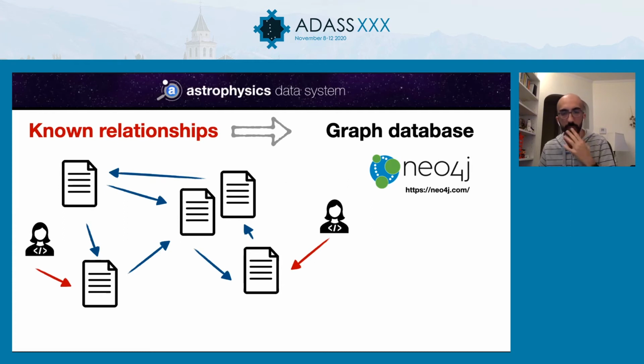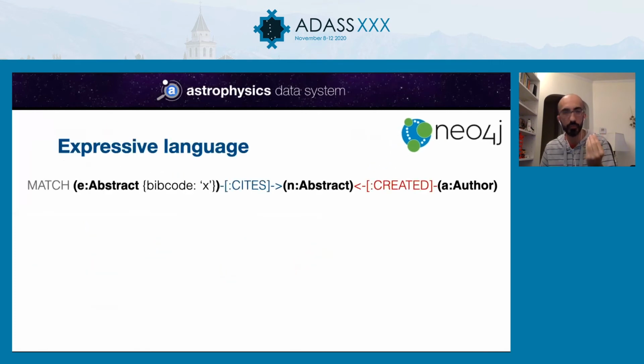And Neo4j has been shown to be really fast when we do queries, and the language that is used to do queries on this database is a very expressive one. It's a language called Cypher.